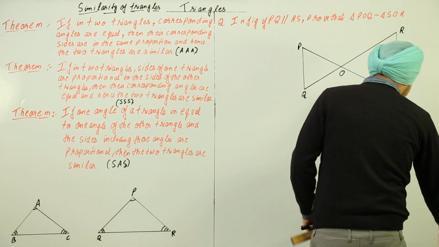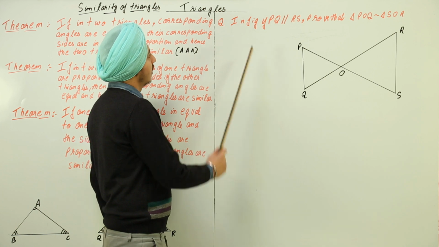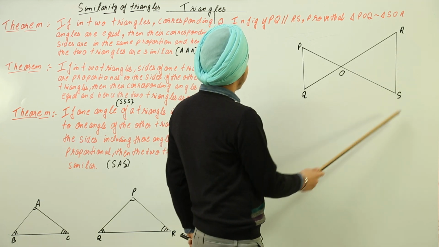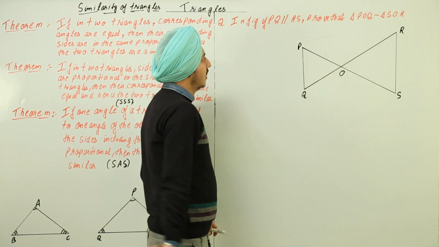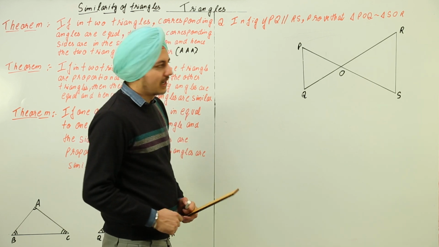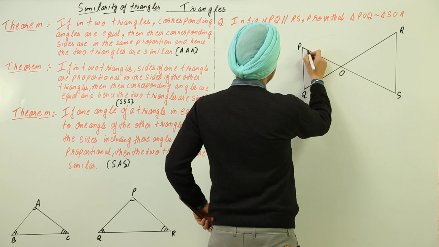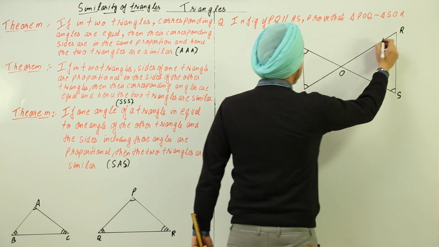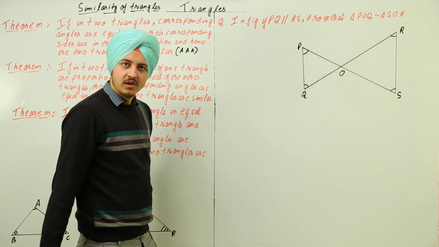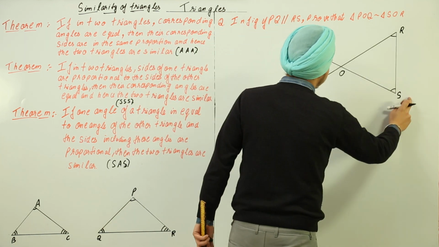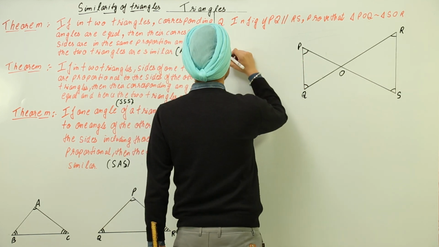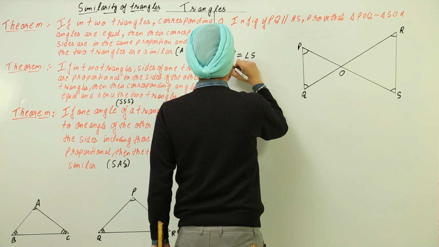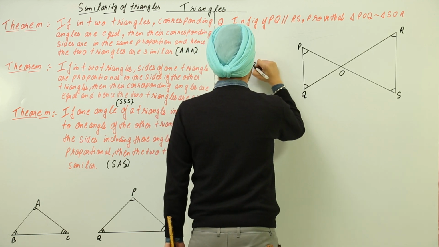Okay. So the first example over here says in figure, if PQ is parallel to RS, then prove that triangle POQ is similar to triangle SOR. Now if you see over here, angle P is equal to angle S and angle Q is equal to angle R. Why? Because PQ is parallel to RS and these are alternate angles. Angle P is equal to angle S and angle Q is equal to angle R.